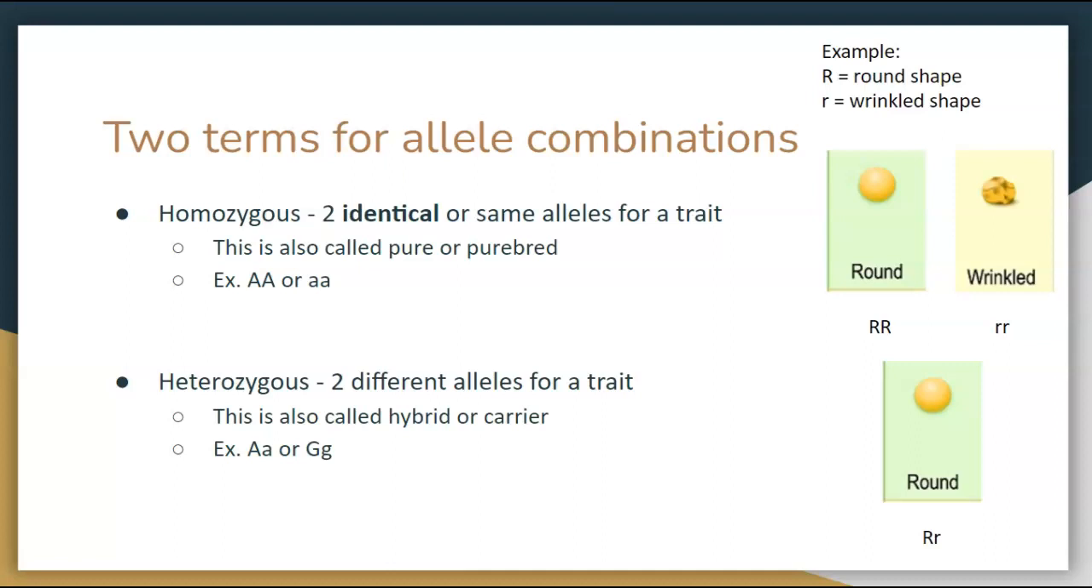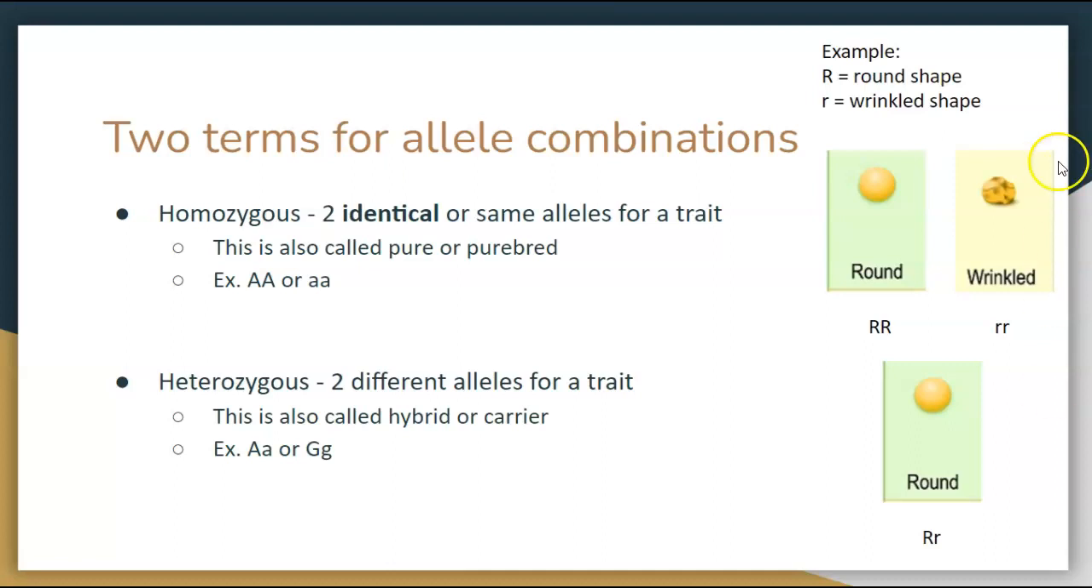And what this means is that both alleles that we're going to be looking at are going to be the same, right? It's either two capital letters or two lowercase letters, but they are the same type of letter. Two capitals or two lowercase. Heterozygous just means the opposite of that. So two different alleles for a trait. We sometimes call this a hybrid or a carrier. And this just means that we have a capital and a lowercase letter together, all right?